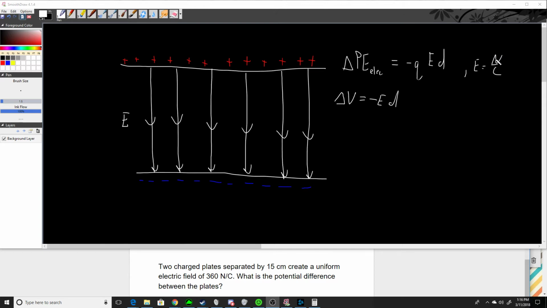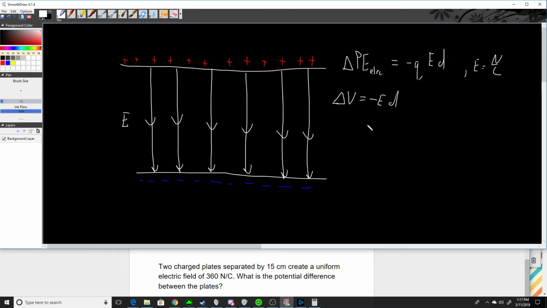Really what we're going to see for voltage, or the change in electrical potential, is it's going to be negative the strength of the electric field times how far apart those plates are. So the potential difference essentially tells me what my change in voltage is. What's my change in potential if I put a positive charge right here at the top and it moves all the way down?